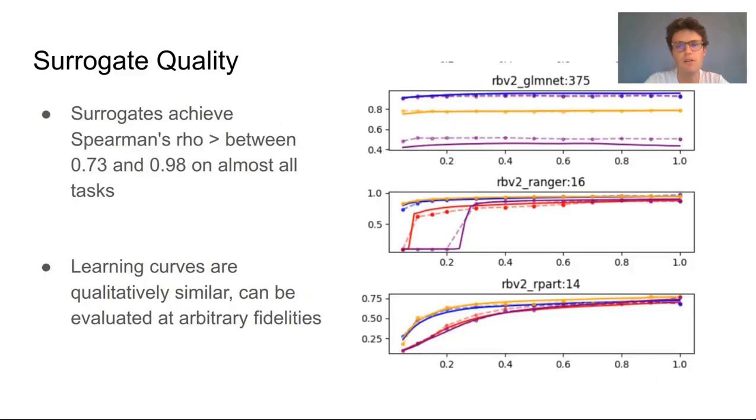We also evaluate the quality of our surrogates using multiple metrics. Surrogates achieve Spearman's rho between 0.73 and 0.98 on almost all tasks. And also the learning curves are qualitatively very similar to the real learning curves, as we can see on the right hand side, where the solid line is our surrogate prediction and the dashed line are real evaluations. We can now also evaluate our surrogates at arbitrary fidelities.